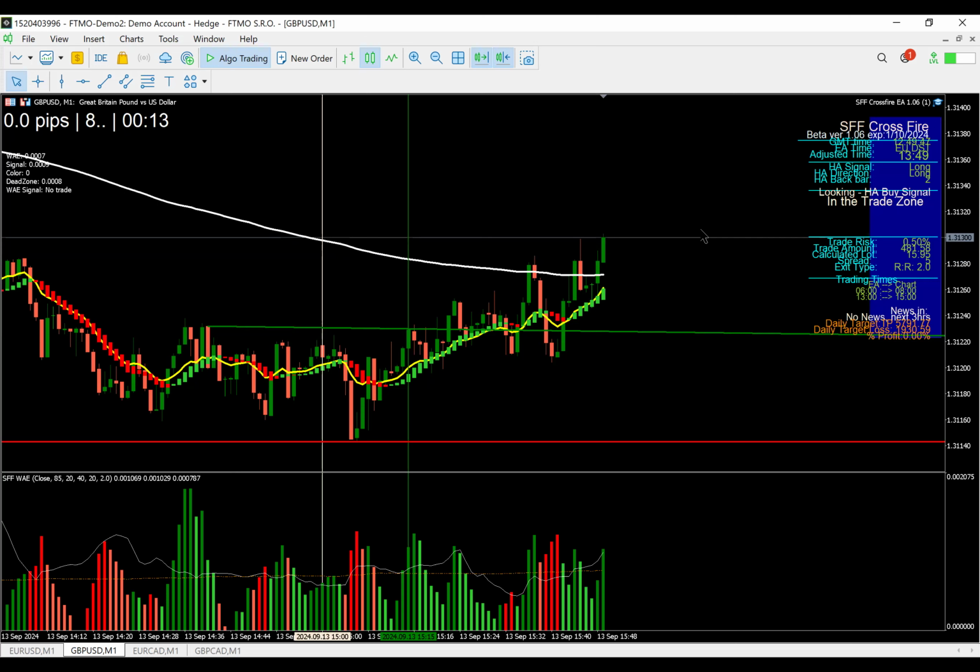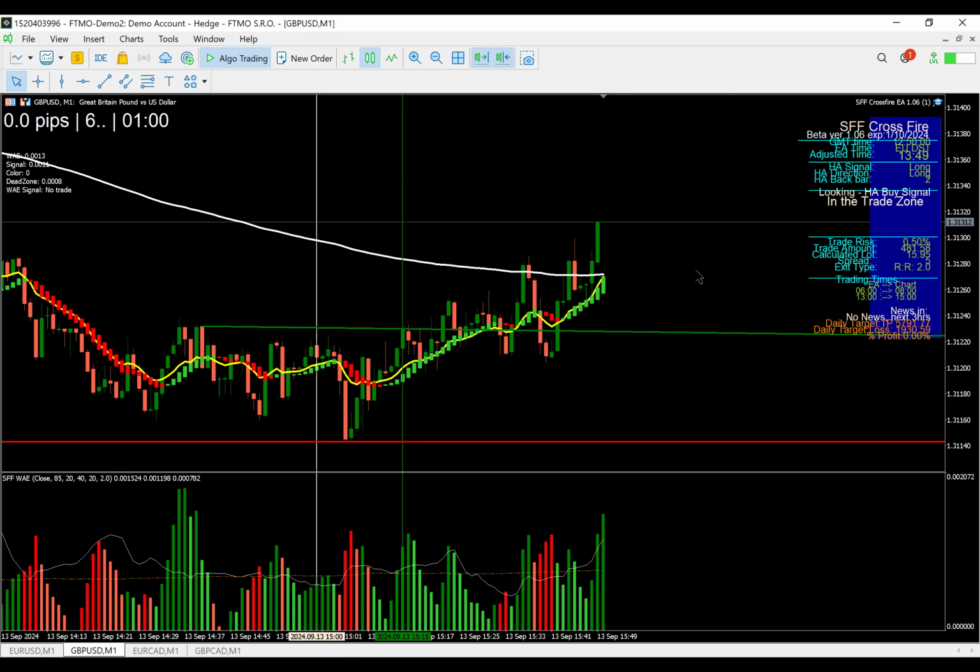Today's trading is different to yesterday's trading. There was a lot of news, and I didn't get any trades using this lot of settings. Basically, because if you looked at all of the charts, they were just moving sideways. But it looks as if we might be going. The WAE is correct.